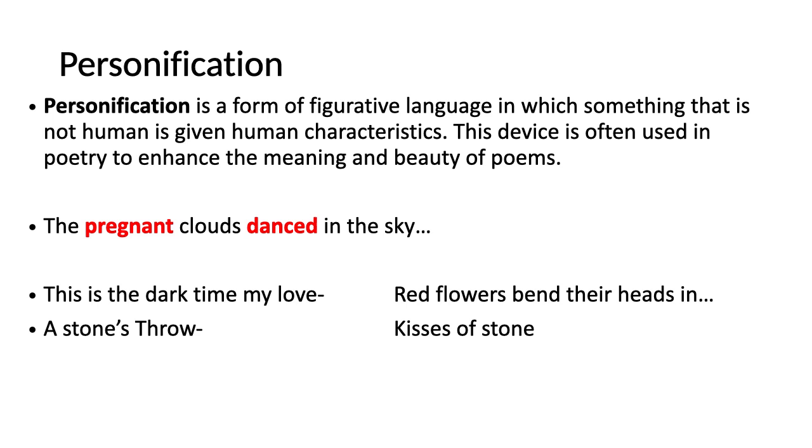In the poem This is the Dark Time I Love, we see red flowers bend their heads in awful sorrow. The flowers don't have heads because they're not humans, so the red flowers bending their heads would be an example of personification. In A Stone's Throw, we see a hail of kisses of stone. That will be an example of personification because they're saying that the stone has the ability to do kissing, right? So again, for repetition, personification is a device where a human quality is given to anything that is not human.